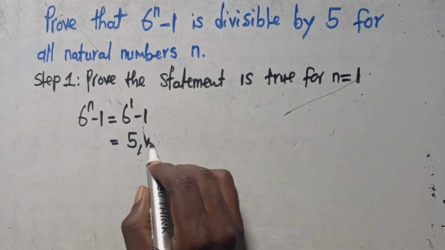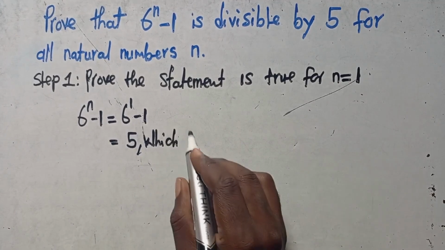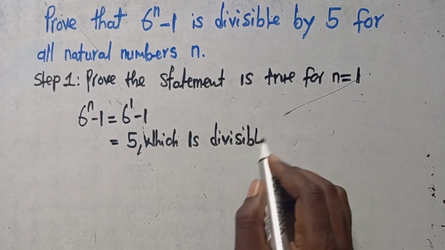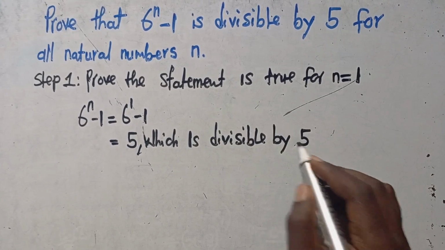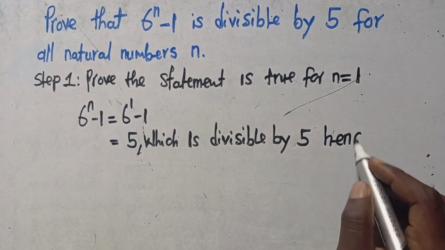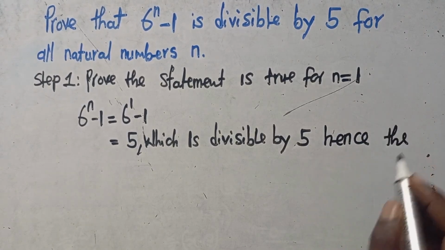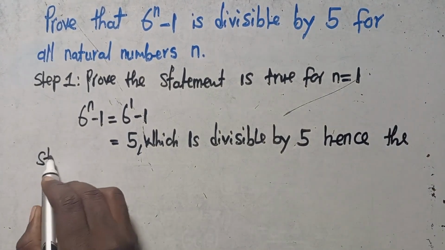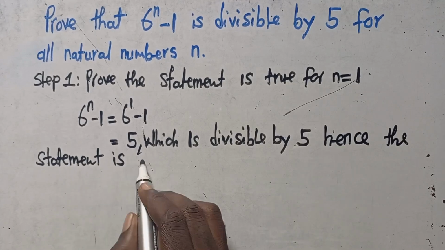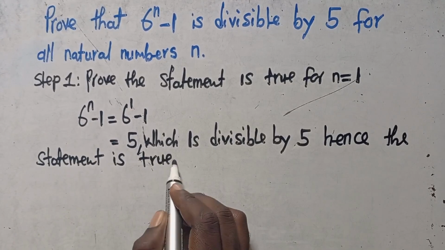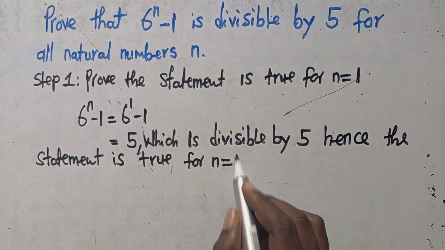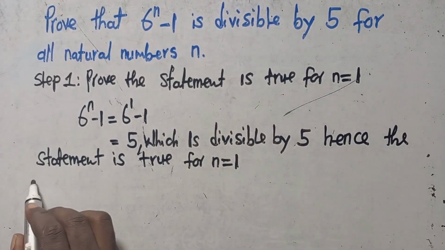So this one, which is divisible by 5, we are getting this one, which is divisible by 5. Hence, the statement is true. So we've done the first part. It is true for n is equal to 1. We now move on to step number 2.